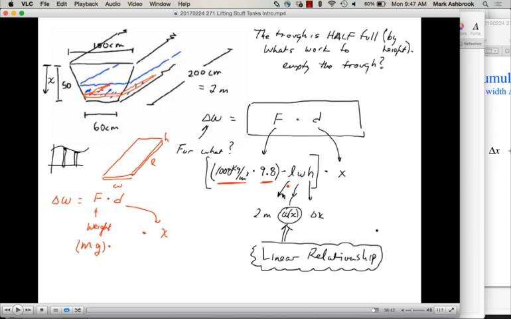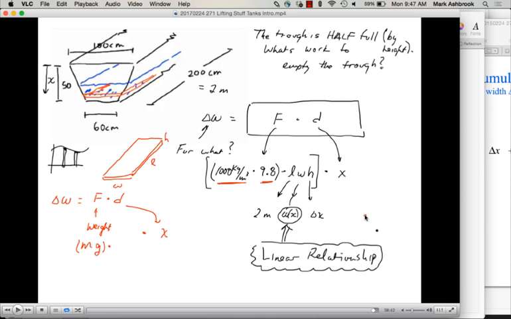So that's what we got. The length was 2 meters. The height was our delta x, a little change in x. And then the width of these layers changes with depth. So this is where we're going to have our linear relationship.